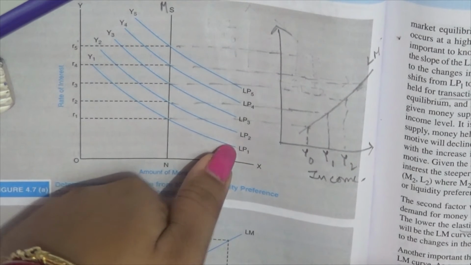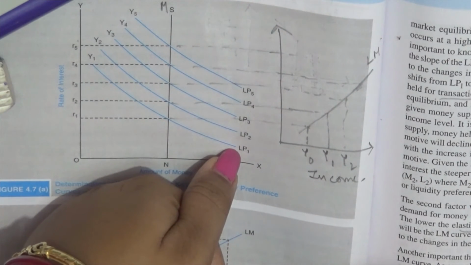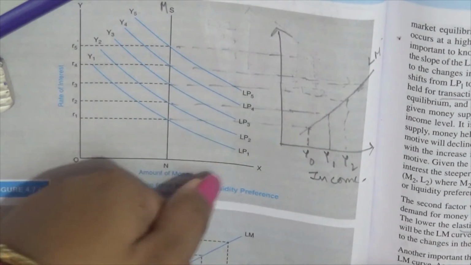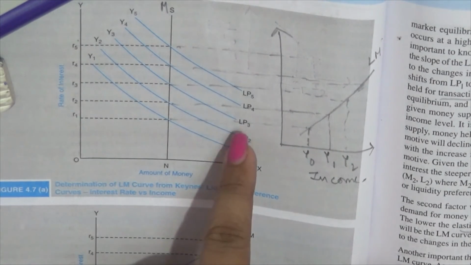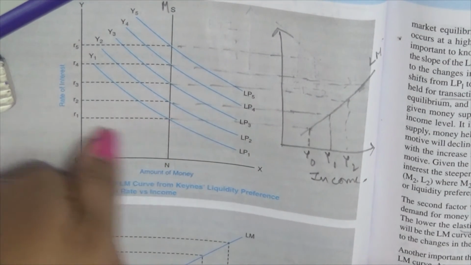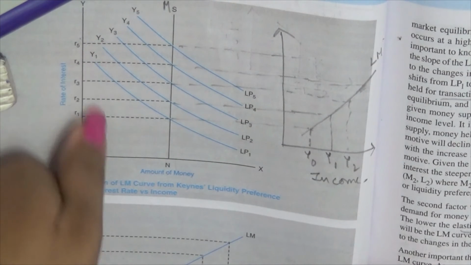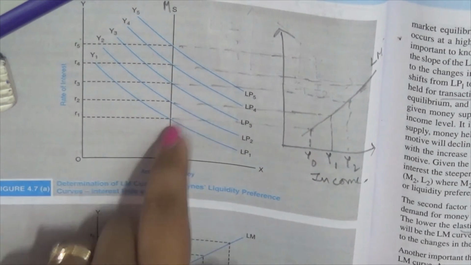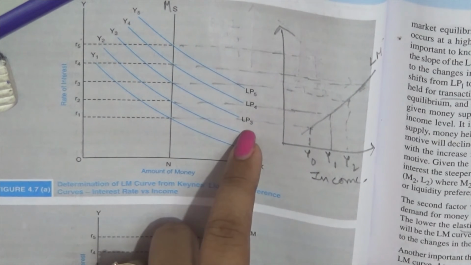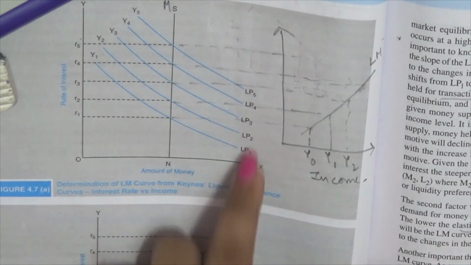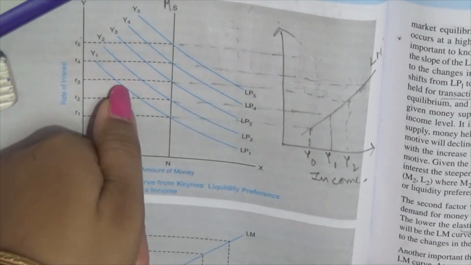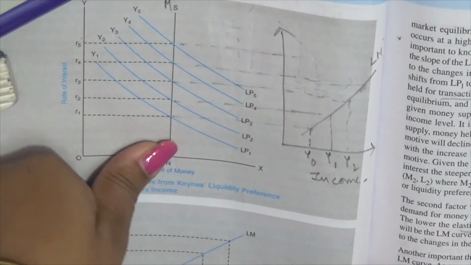So we have seen that as the income increases, the demand of money also increases. As the demand of money increases, the curves are moving upwards, and to keep the equilibrium, the rate of interest is also increasing. So as the income increases, money demand also increases. For that reason the demand curve is moving up from LP1 to LP2. As the money income level increases from LP1 to LP2, the rate of interest is also increasing from R1 to R2 by the central bank to keep the market in equilibrium.